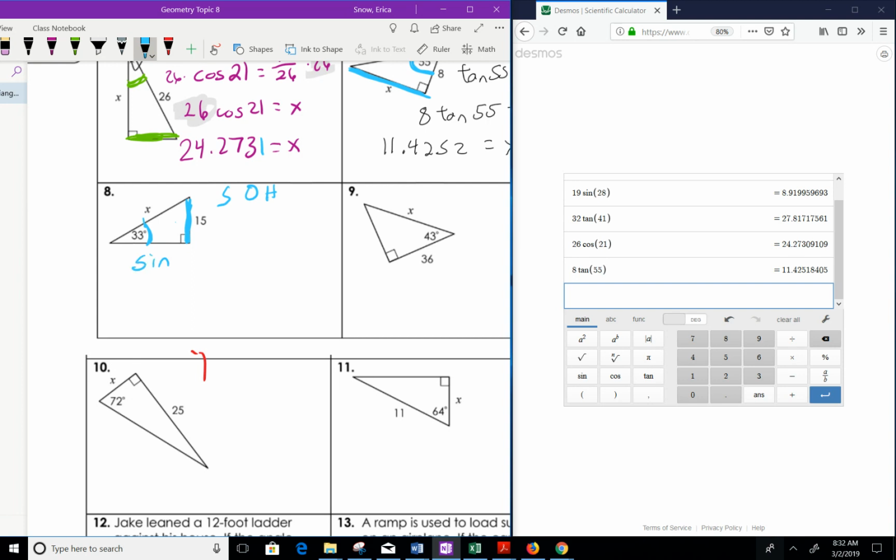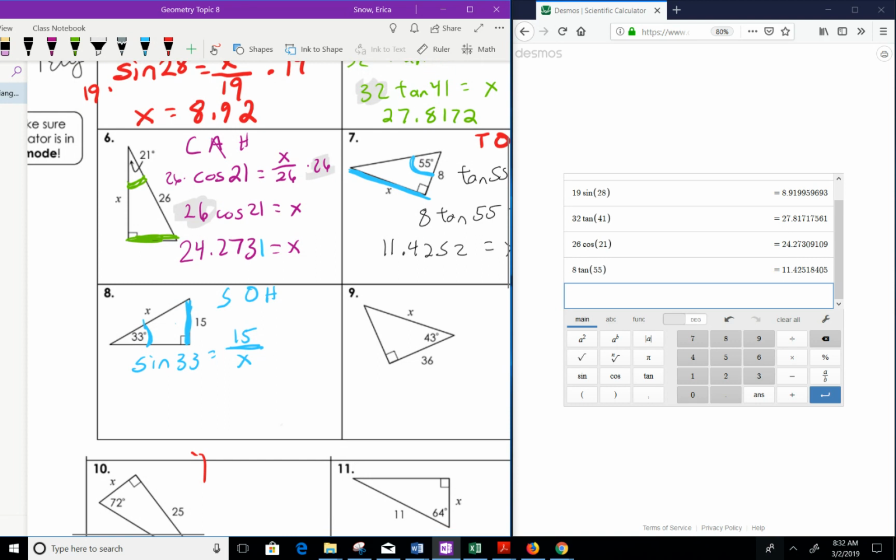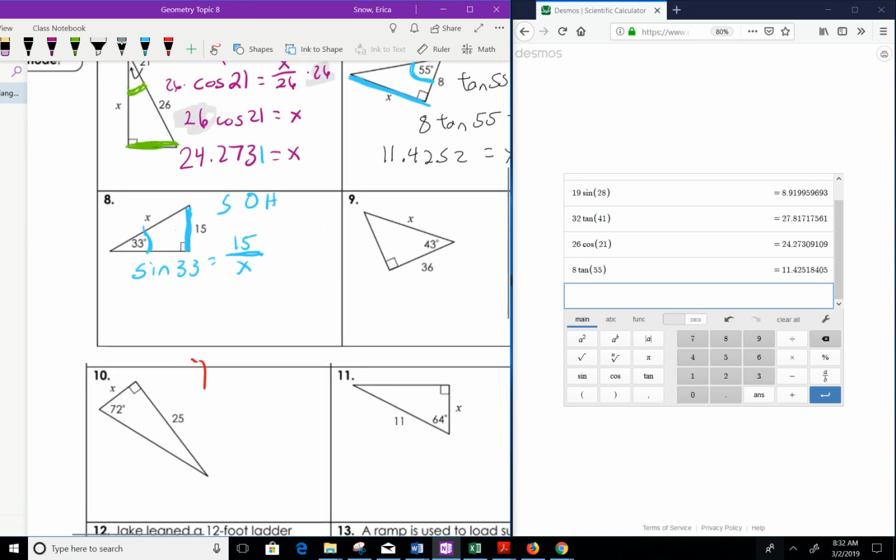So this is sine of 33 equals 15 over x. Now, up to this point, we've had our x on top. So now we have to do a little bit more switching of our variables. So I'm going to multiply both sides by x. So I get x sine of 33 equals 15. But that doesn't get my x by itself. So I've got to divide both sides by sine of 33.